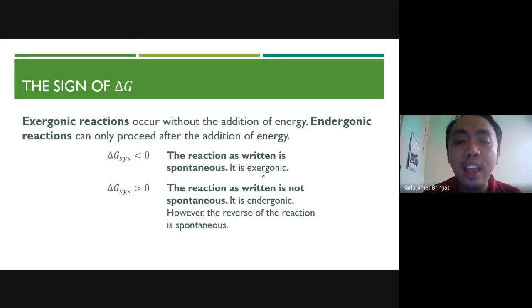However, if we take that same reaction given to us and flip it over so that the products of the original reaction are now the reactants and so on, the reverse of the reaction is going to be spontaneous. And finally, in the case wherein you have a delta G that's equal to 0, we then have a reaction at equilibrium.